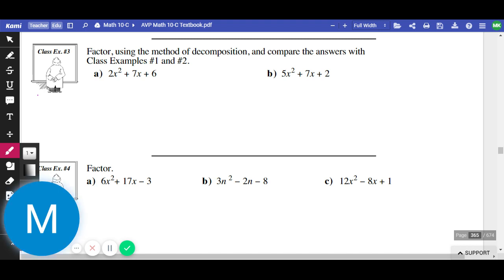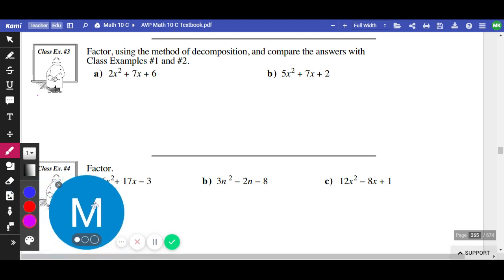All right, the next thing I do is count how many terms I have. I have 1, 2, 3 terms. 3 terms means that I need to choose whether I'm doing diamond method or something called diamond and correct. And it depends on your a value or the number in front of your x squared. In our case, the number in front of our x squared is a 2. When it's a 2 or it's anything other than a 1, we have to do something called diamond and correct, which is going to be brand new to us today.